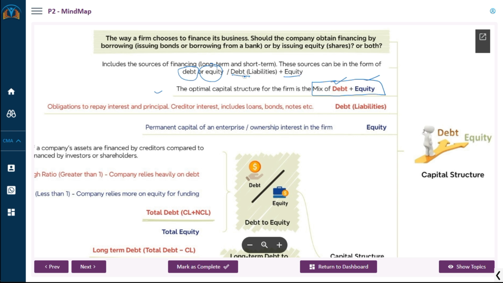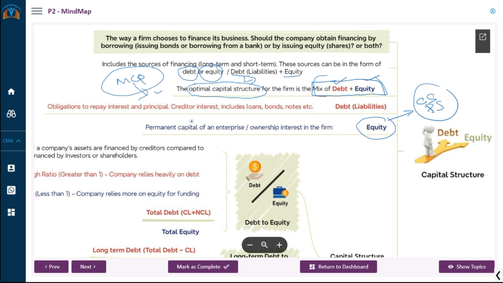The recommended approach is that you have to take a mix of debt and equity, which is called the optimal capital structure. In an MCQ, if it is asked what the optimal capital structure is, the optimal capital structure is the mix of debt and equity. So what is equity? You know that equity is in the form of common stock and preferred stock. It is the permanent capital of the enterprise, the ownership interest in the firm.